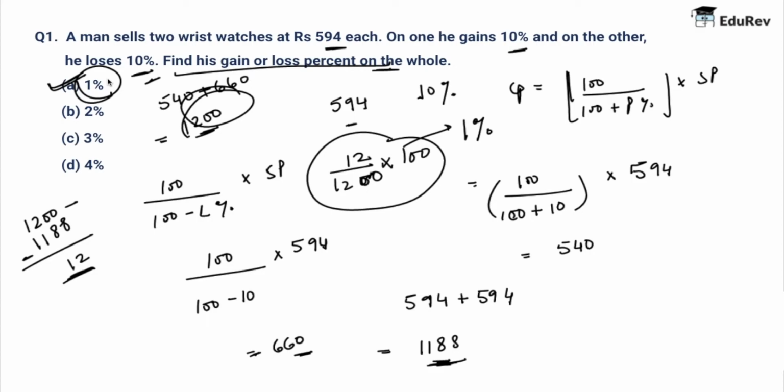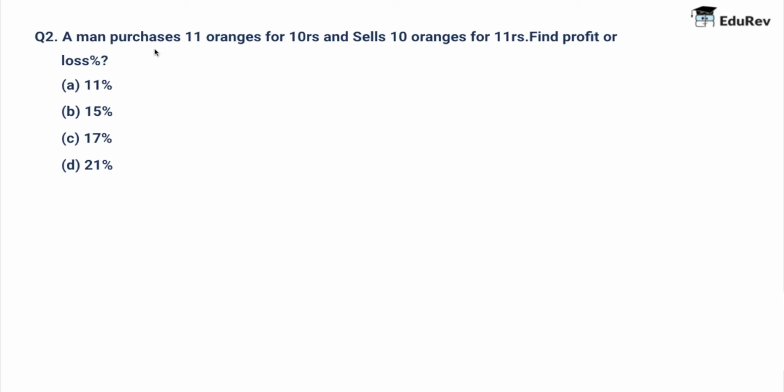So let's move on to question number 2. Now, question number 2 states that a man purchases 11 oranges for 10 rupees and sells 10 oranges for 11 rupees. So we need to find either the profit or the loss of the person, whatever that man has made. Now, we need to find the CP of one orange, and that will be 10 upon 11, correct? So the CP for one orange is going to be nothing but 10 upon 11. Now we need to find the SP of one orange, and that is going to be 11 upon 10. So this is going to be the SP, and this is the CP.